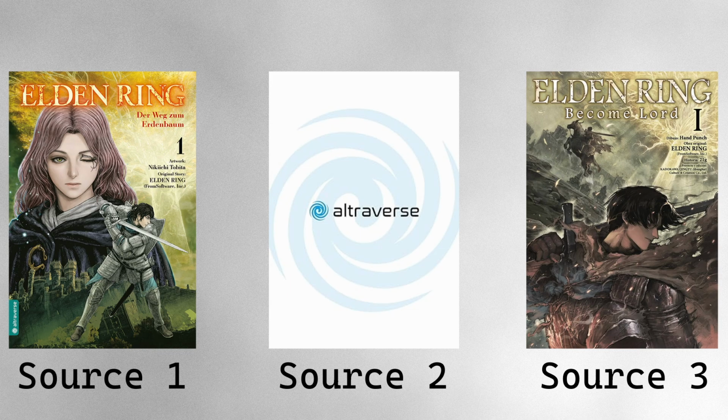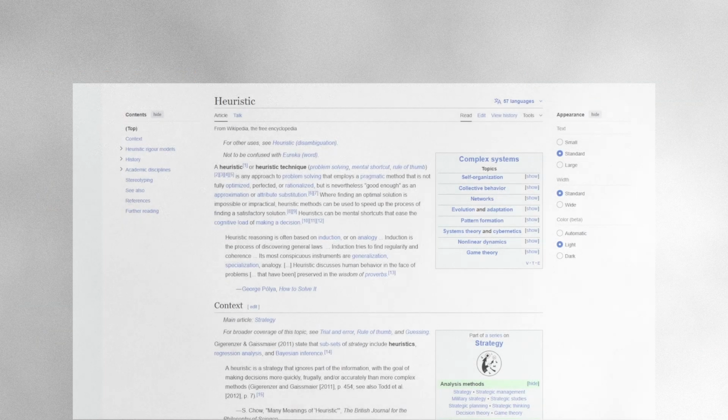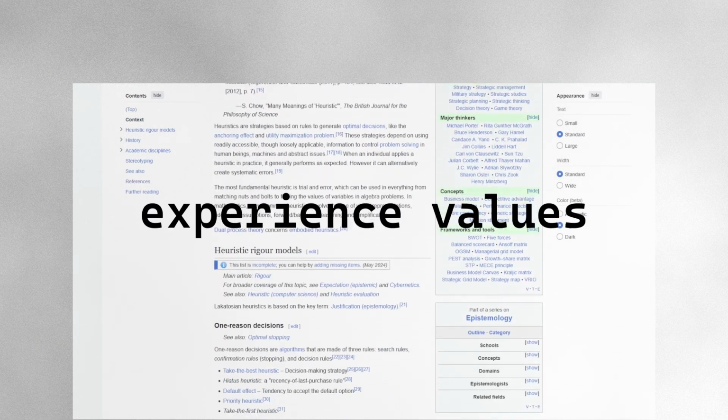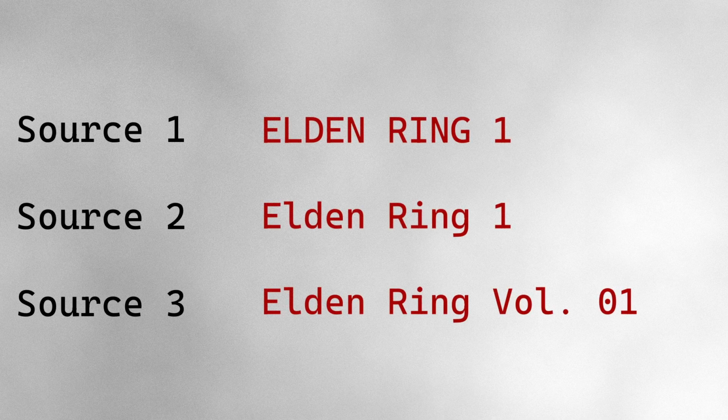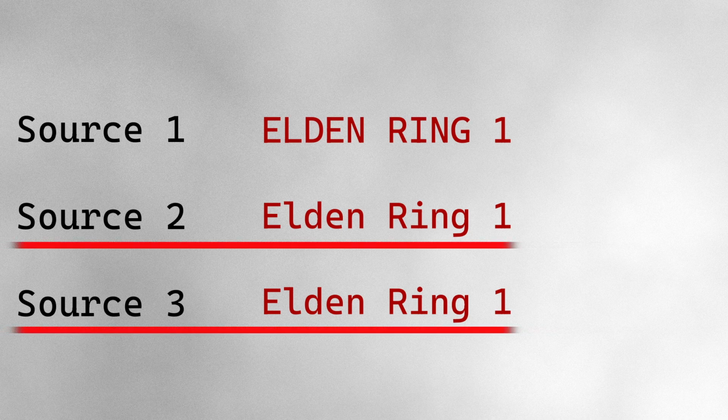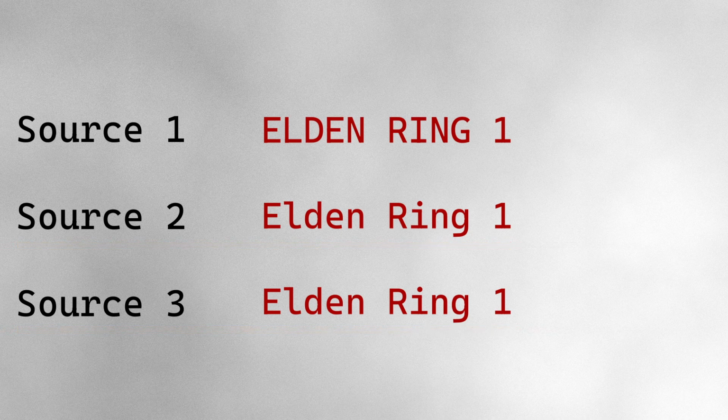But remember, we want to do this automated, so manual selection is out of the picture. Because of that, we have to fall back to heuristics. Heuristics in this case being experience values instead of an optimized and proven approach. The correct choice in a given case may just boil down to personal preference. We might find that a certain source always has the best titles, so we always take their version, or always prefer the version that the majority provide. We may also decide to just pick one randomly.